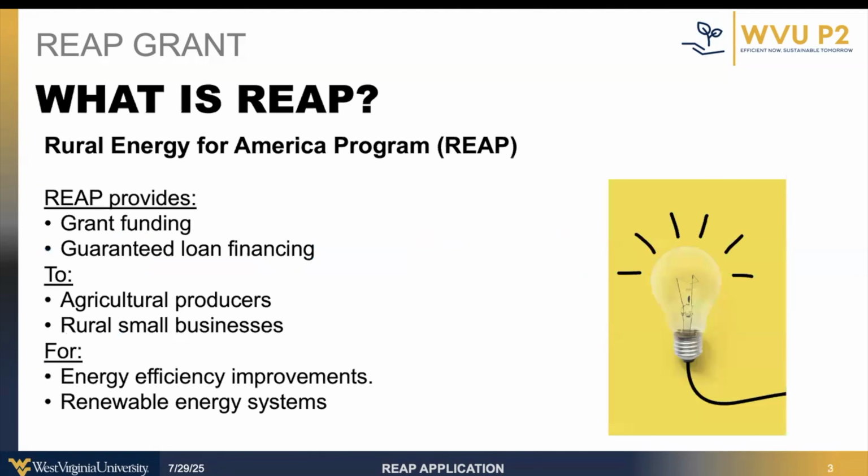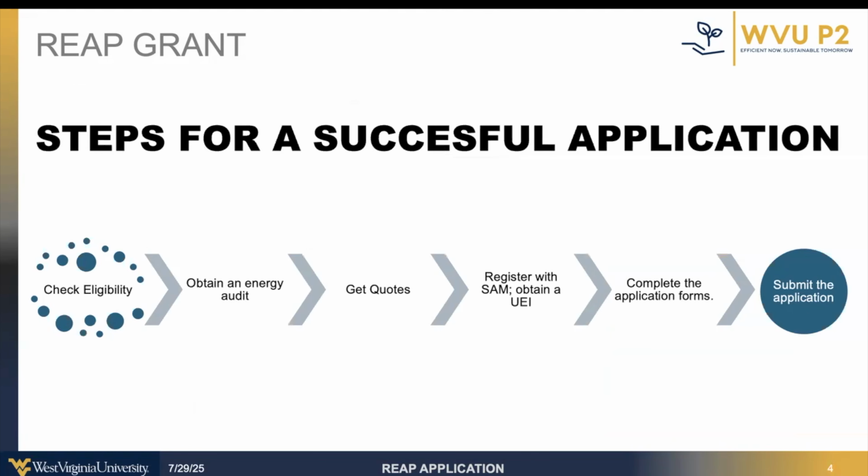The Rural Energy for America program, or REAP, offers grant funding and guaranteed loans. It's specifically for rural small businesses and agricultural producers. You can apply to fund energy efficiency upgrades or renewable energy systems, things like better lighting, HVAC systems, equipment upgrades, and more.